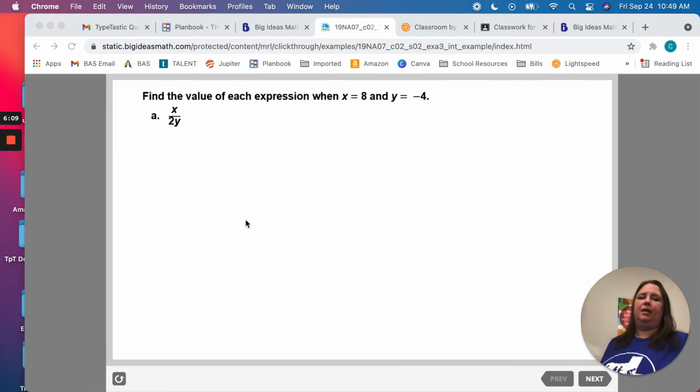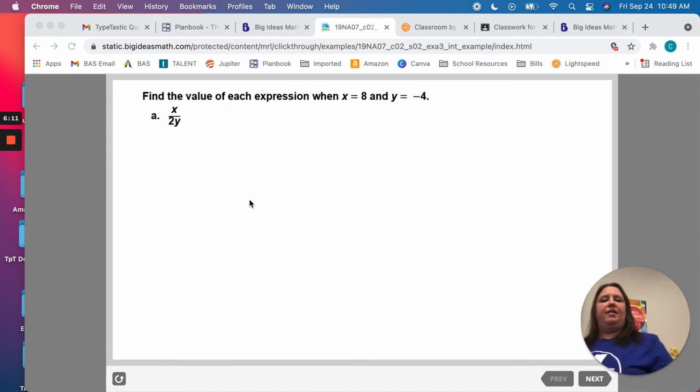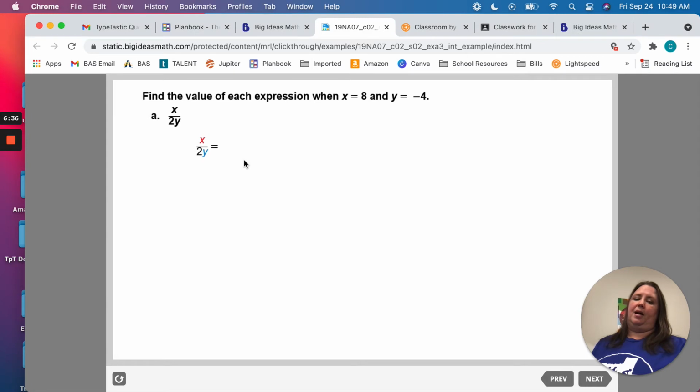Okay. I know this looks crazy, but it's not. Relax. Find the value of each expression when x equals 8 and y equals negative 4. So that means I'm going to take this and plug it where the x is. So instead of an x there, what number am I going to write? 8. Go ahead and write this in your journals. So I have 8 over 2 times, what's my y value? Negative 4. So I'm going to put that on the bottom. So I'm going to have 8 on top and 2 times negative 4 on the bottom.